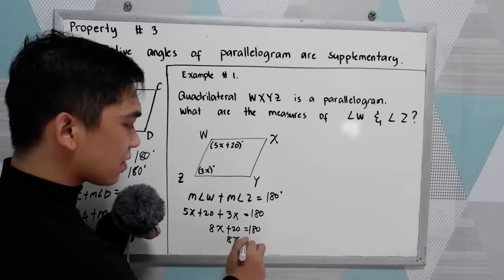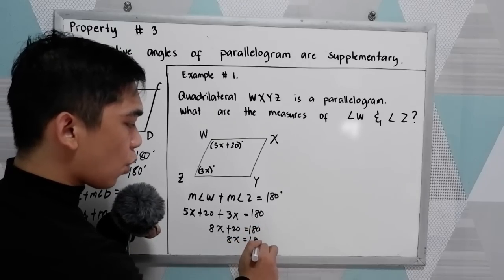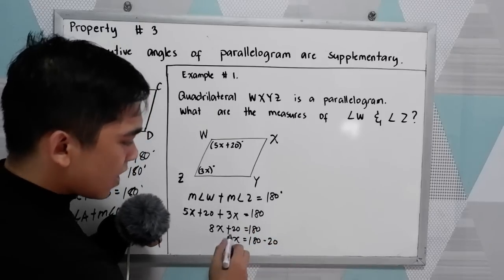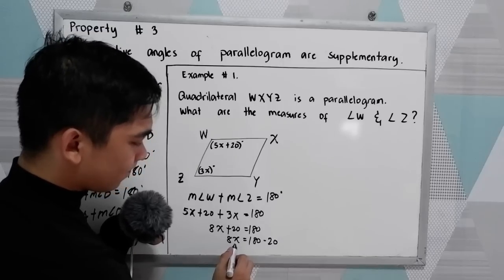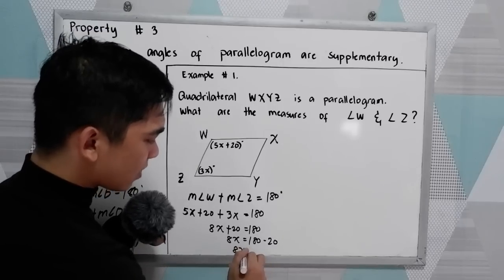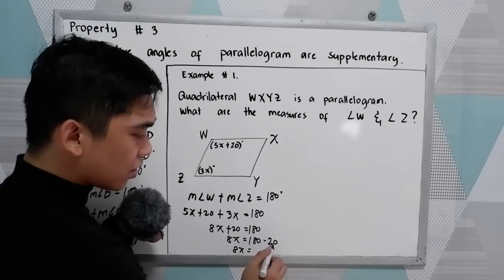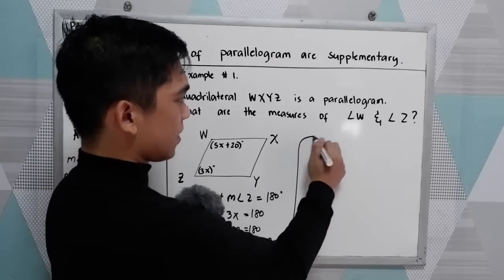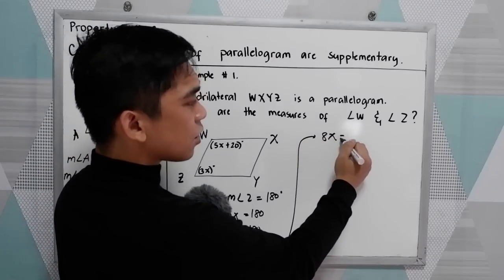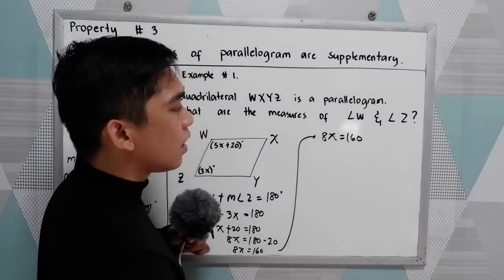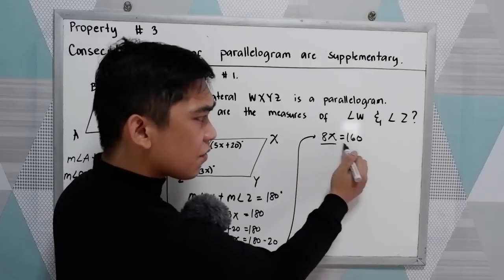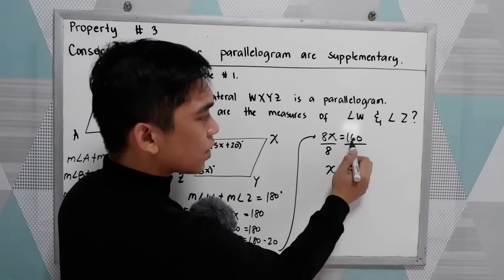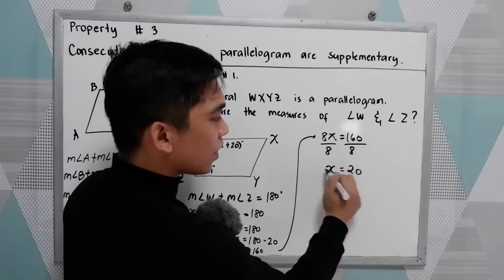Now we have 8x is equal to 180 minus 20. 8x is equal to 160. So we have 8x is equal to 160. To find x, we need to divide by 8. So x is equal to 160 divided by 8. That will give us 20.